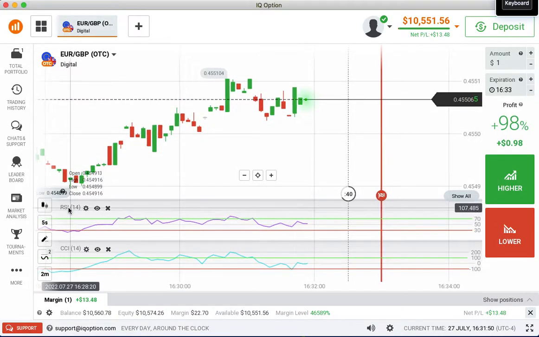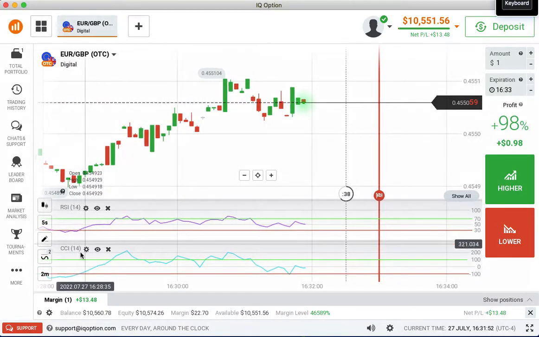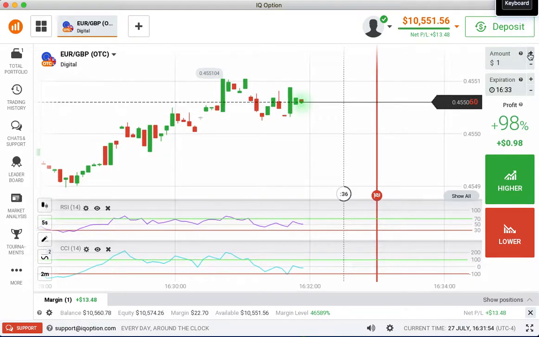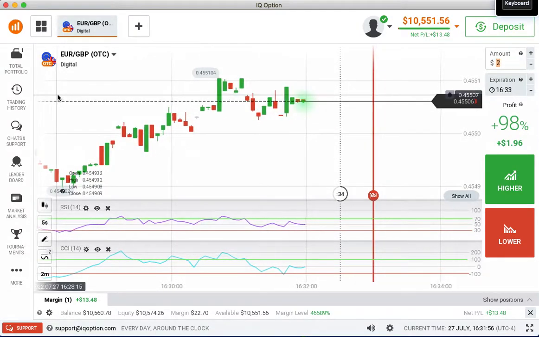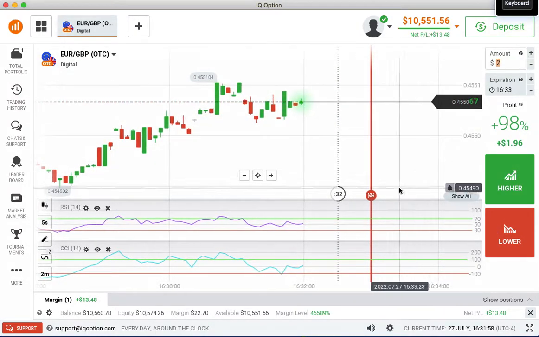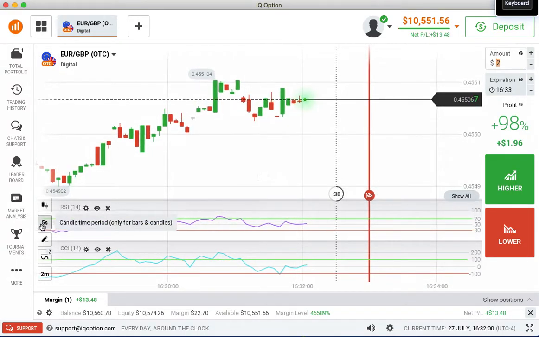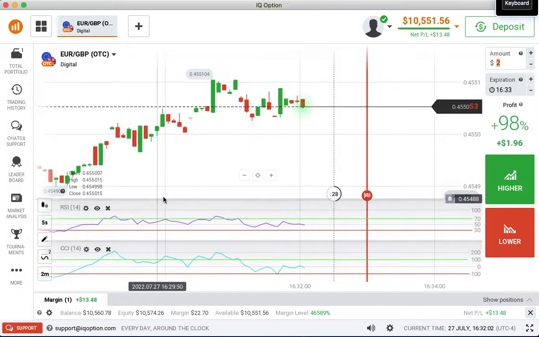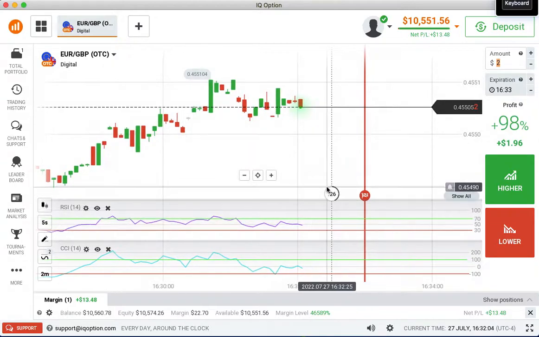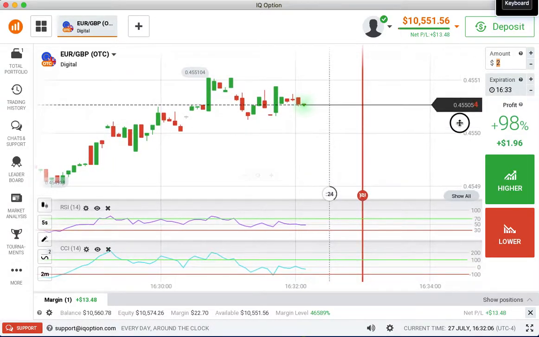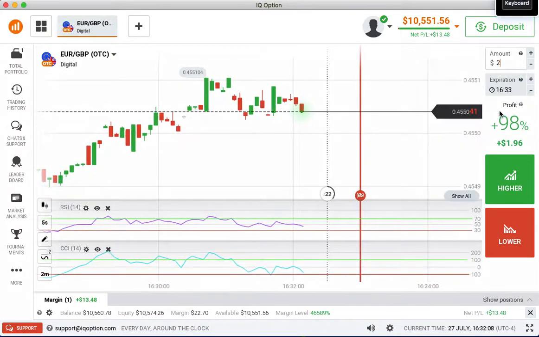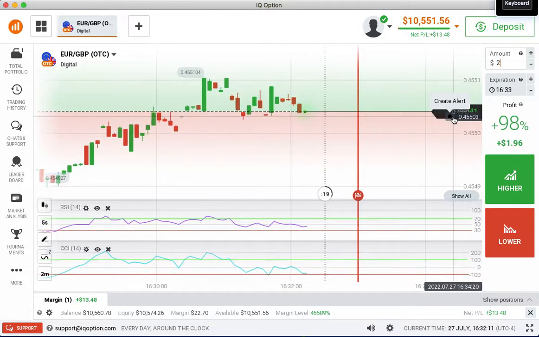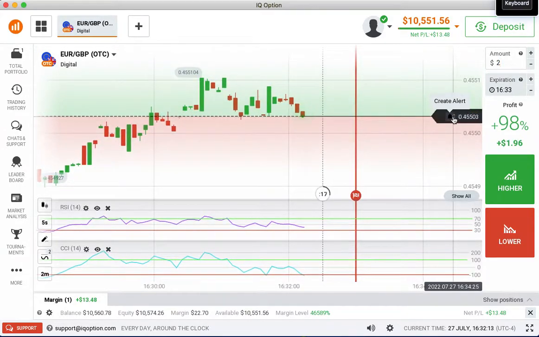So we have relative strength index set to default, commodity channel index both set to defaults. We buy for $2 at 5 seconds. Candle time period set to 5 seconds. Also, we wait until purchase deadline, which is at 5 seconds, and then we buy or sell. Right? We wait. Right.